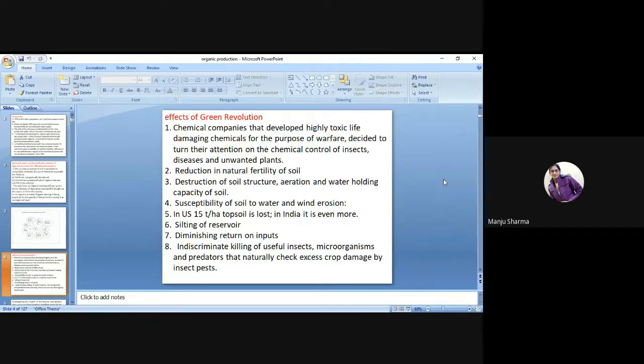Chemical companies that developed highly toxic, damaging chemicals for the purpose of welfare decided to turn their attention to chemical control of insects, disease, and unwanted plants. So, loss in natural fertility of soil.